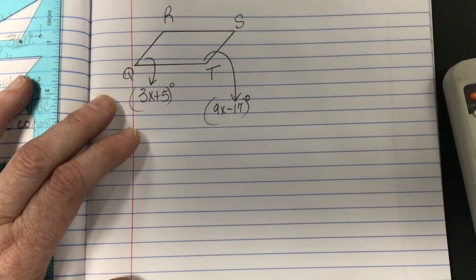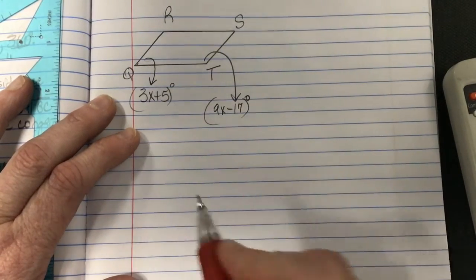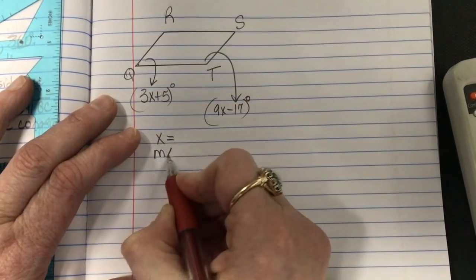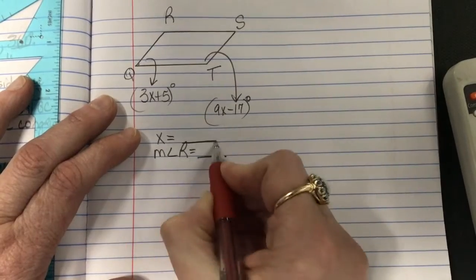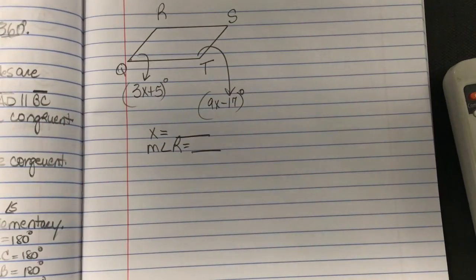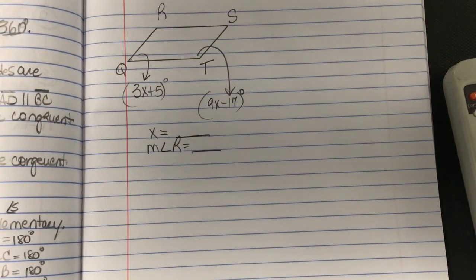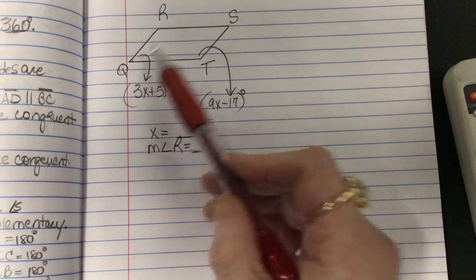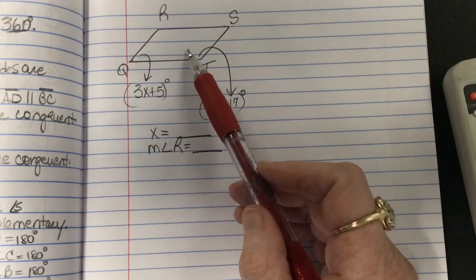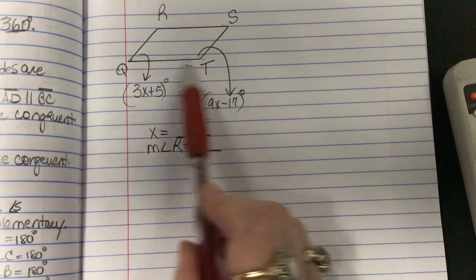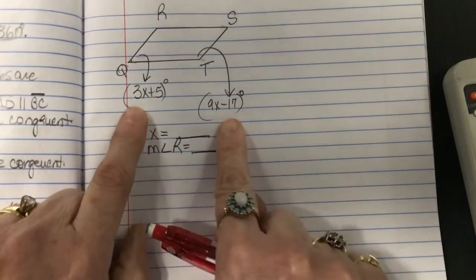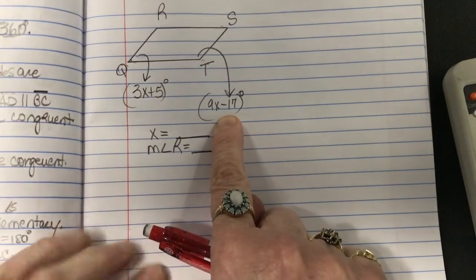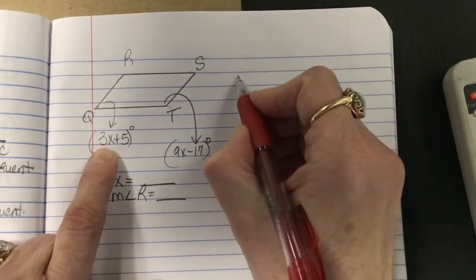Now, the trick on this one is, they want to know x, and they want to know the measure of angle R. Okay, we'll do it like that. Now, you have to be careful, because if they give you Q and S, they're equal. But if they give you Q and T, one right after the other, what do I know about these two? They equal 180.